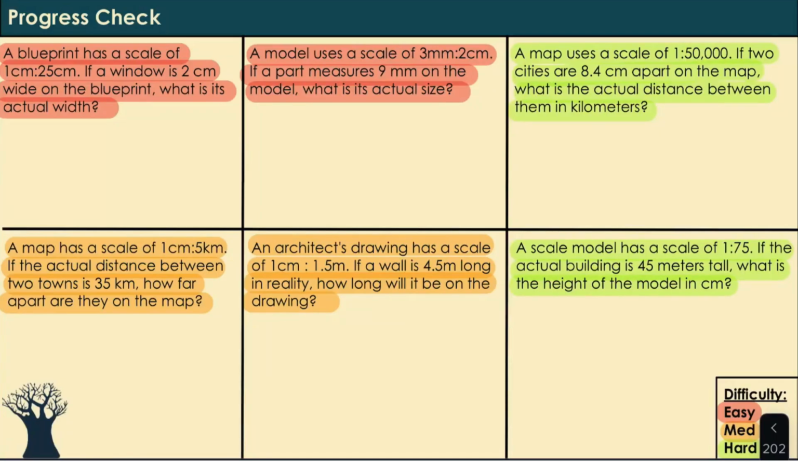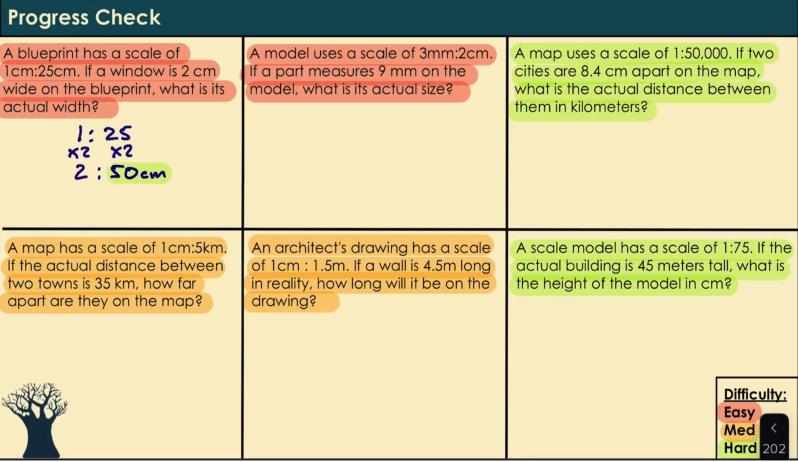Progress check. Have a go yourself, then check your answers with mine. In our first question, we have our ratio 1 is to 25, and they tell us the blueprint is 2 centimeters wide, so the 2 goes under the 1. What have we scaled up by? We multiplied by 2, so we do the same to the 25, and 25 multiplied by 2 is 50, and our final answer, 50 centimeters.